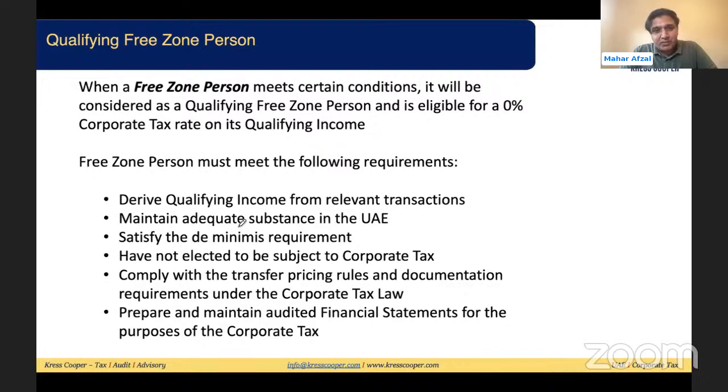These six conditions are for a free zone person, and this free zone person will be a juridical person. We have already discussed that a natural person sitting in the free zone, doing business in the free zone, cannot become a qualifying free zone person. Only a juridical person can become a qualifying free zone person. Sorry, these are the six conditions for a juridical person to be classified as a qualifying free zone person. These six conditions are: earn qualifying income, maintain adequate substance in the UAE, satisfy the de minimis criteria, comply with the transfer pricing rules and documentation, and prepare audited financial statements as well.